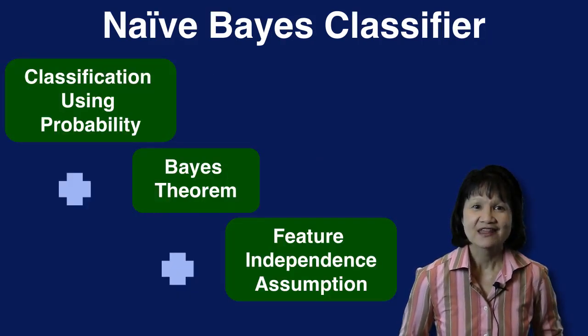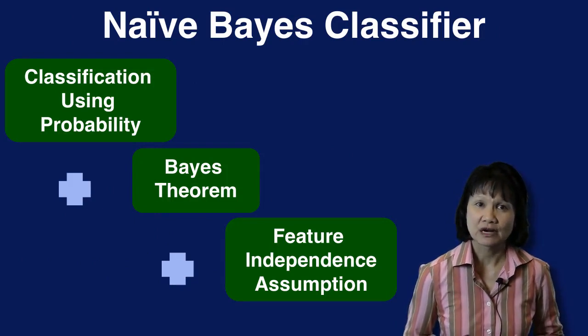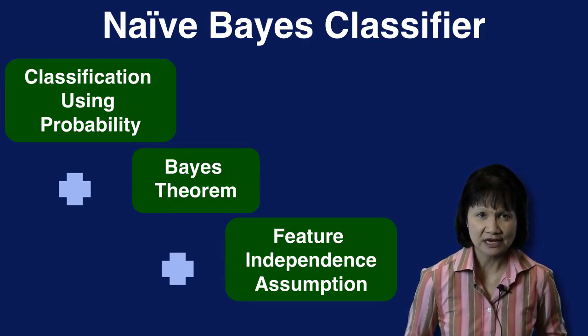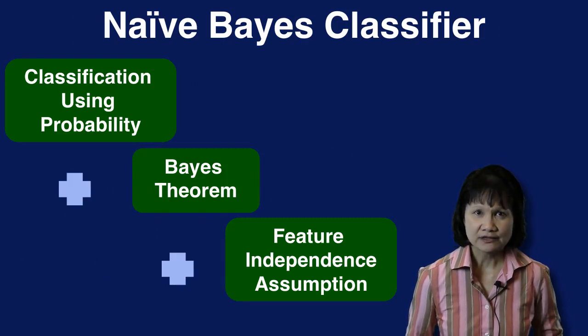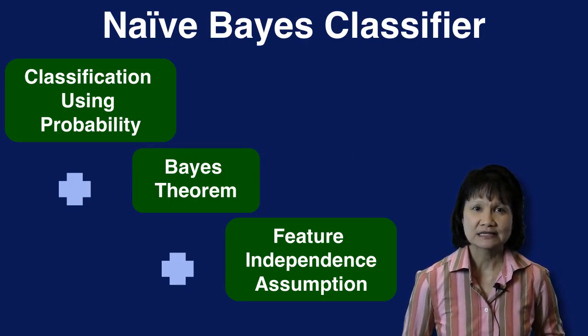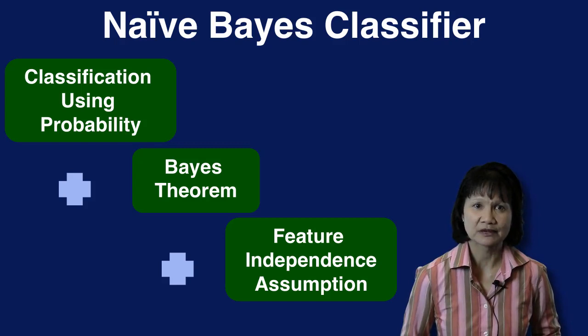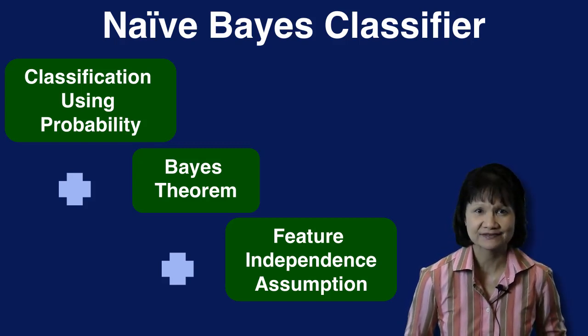To summarize, the naive Bayes classifier uses a probabilistic framework for classification. It applies Bayes' theorem and the feature independence assumption to simplify the problem of estimating probabilities for the classification task.